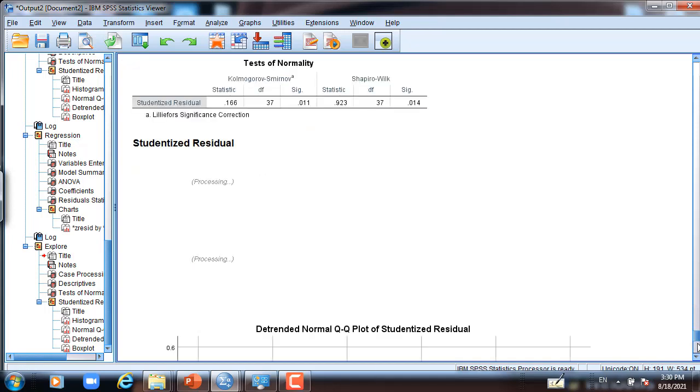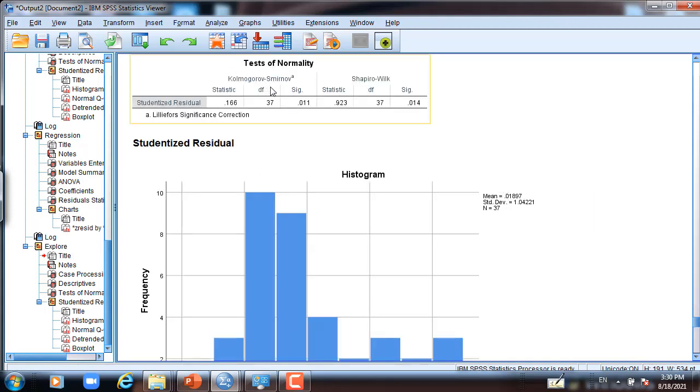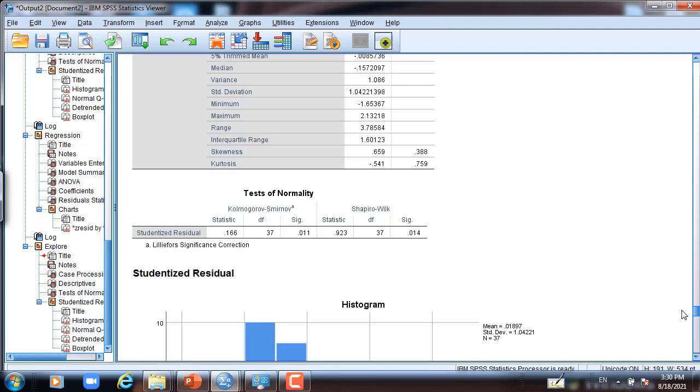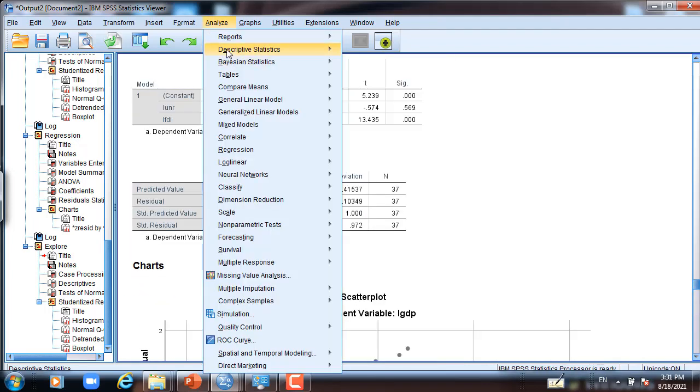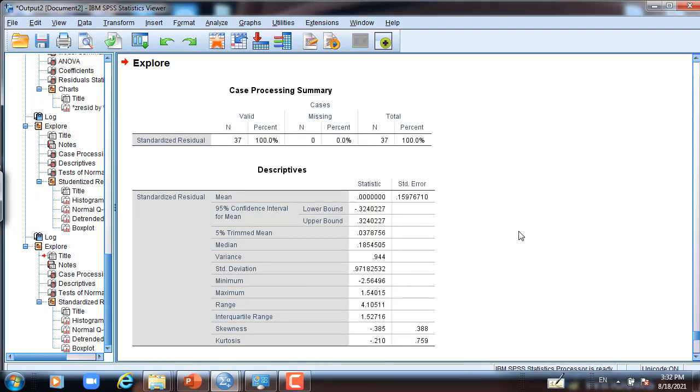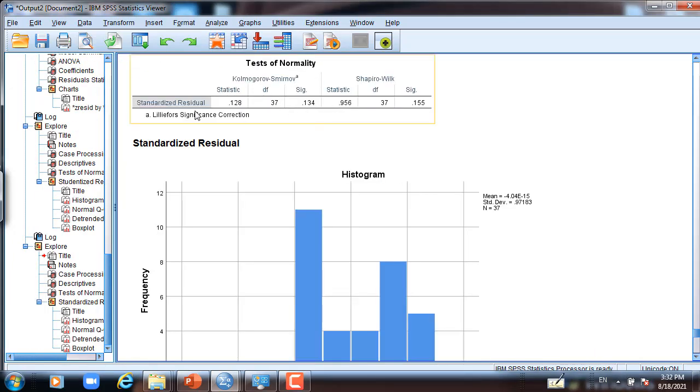But the other thing we are looking for is the mathematical approach. Yes, I want to check it. Okay. Transfer, analyze, descriptive, explore, and this is the standardized, sorry, this is for logarithm, and press OK. Here you can see it, and here you can see the mathematical. You can see that the significance p-value is 13.4 and the p-value is 15.5 for both Kolmogorov and Shapiro.